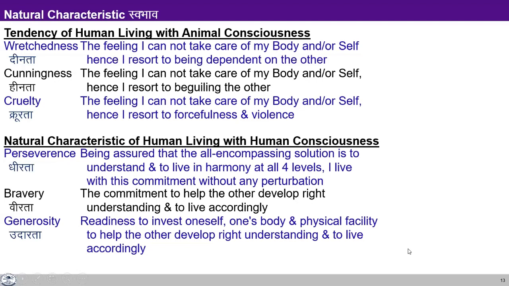And what is naturally acceptable is something that is written on the bottom. We want to have this right understanding in completeness so that we persevere every time in the same direction with the same goal. And then we are able to commit ourselves to complement the other. We are able to invest our mind, body, and wealth for the development of the other.